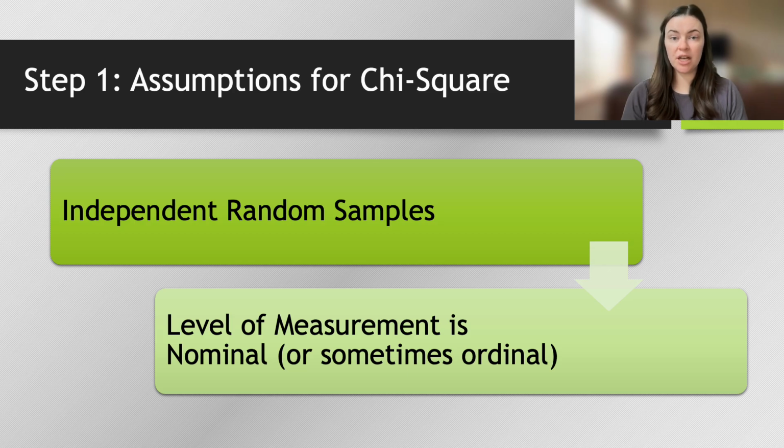Our first step to conducting a chi-square test of independence is to make our assumptions, and we have 2 central ones here. The first is that we are working with independent random samples.